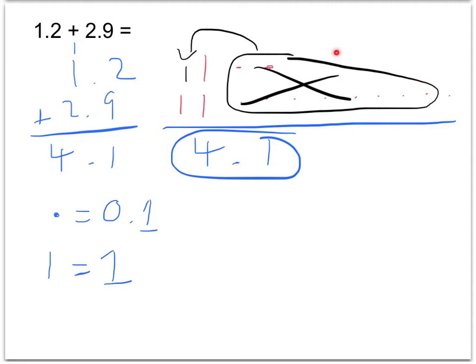So this is a similar type of picture to what we did with whole numbers. The idea behind the algorithm for decimals is really no different than the algorithm for whole numbers.